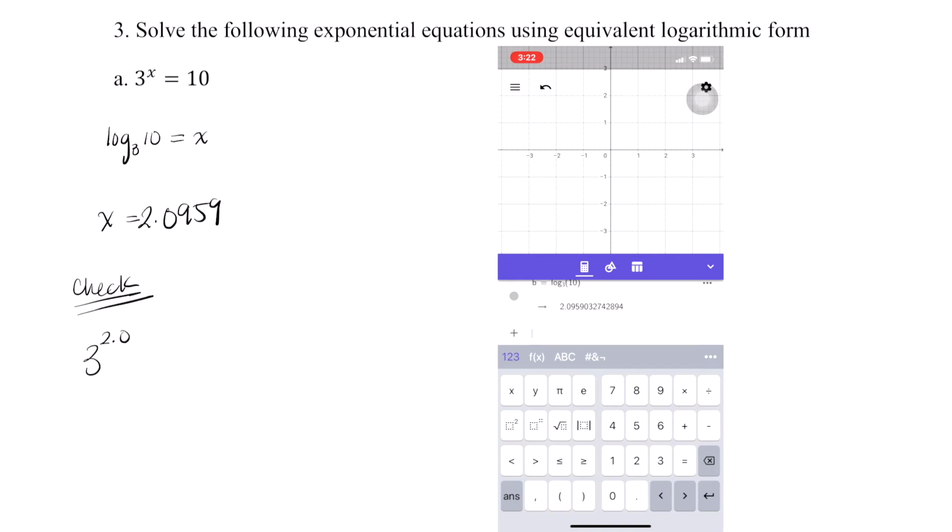Let's check our work. 3 to the 2.0959 is equal to approximately 9.9996. Oh, I missed a 9 there. Look at that. Which is about 10. So this is definitely a solution.